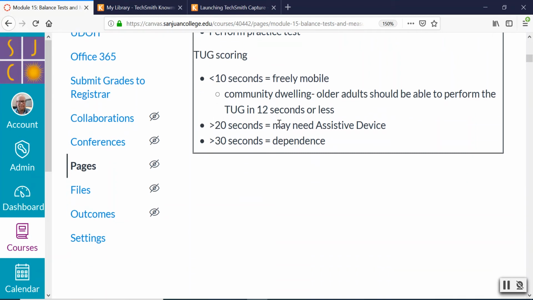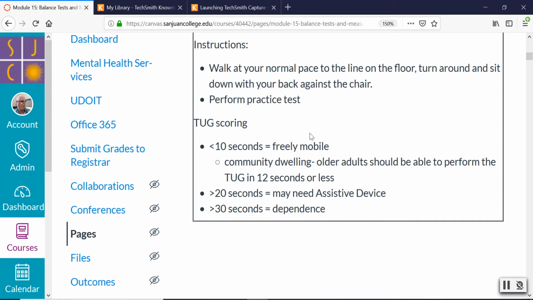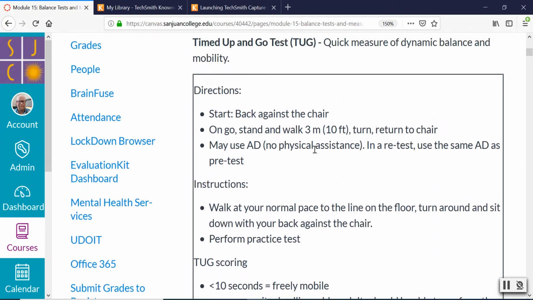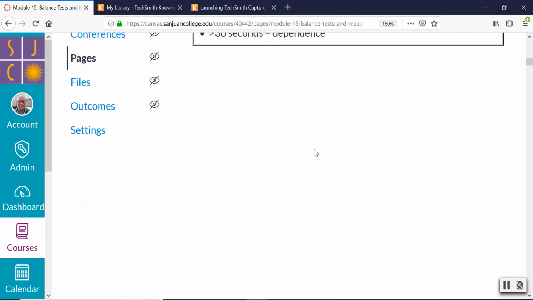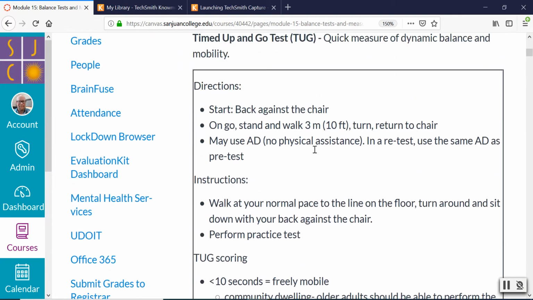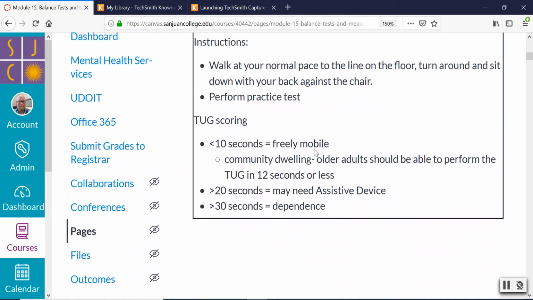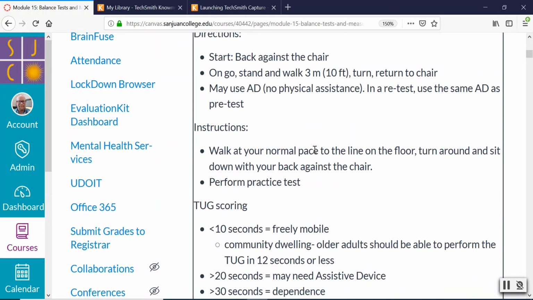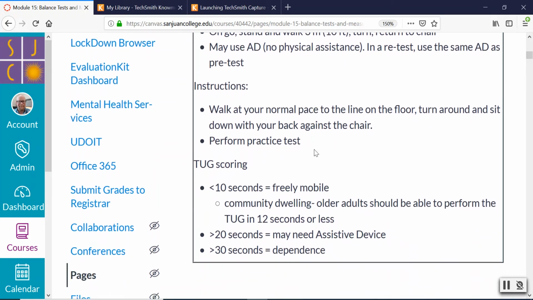If it's anything greater than 20 seconds, it's a good sign that they may need an assistive device, a cane or a walker or something. Greater than 30 seconds means that they are what's called dependent, which means they're going to need a wheelchair or they're going to need somebody with them at all times. So this is just a quick way to assess general ambulatory balance.